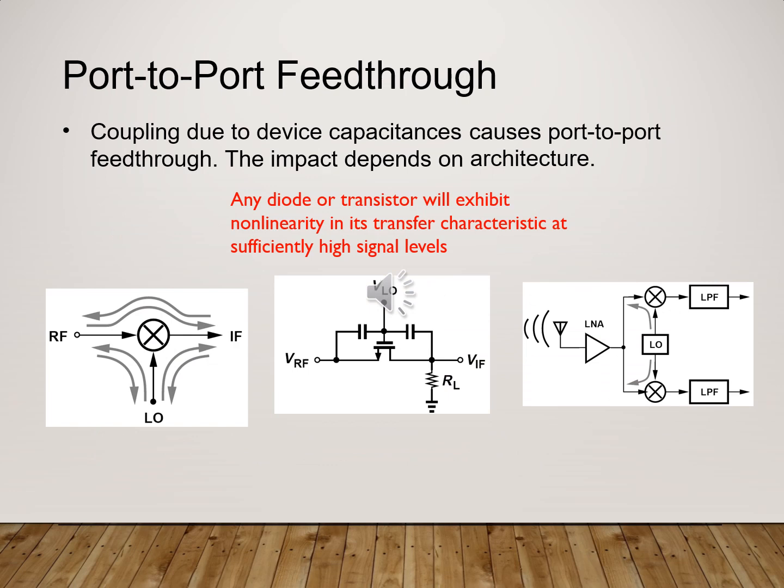Port-to-port feed-through or leakage. Now, to study the noise from the mixers, coupling or parasitic capacitance in MOSFET or BJT causes port-to-port feed-through. The impact depends on architectures. As we mentioned before, any diode or transistor will exhibit nonlinearity in its transfer characteristic at sufficiently high signal levels, so that we can use them as mixers. But these architectures may be affected by port-to-port feed-through.